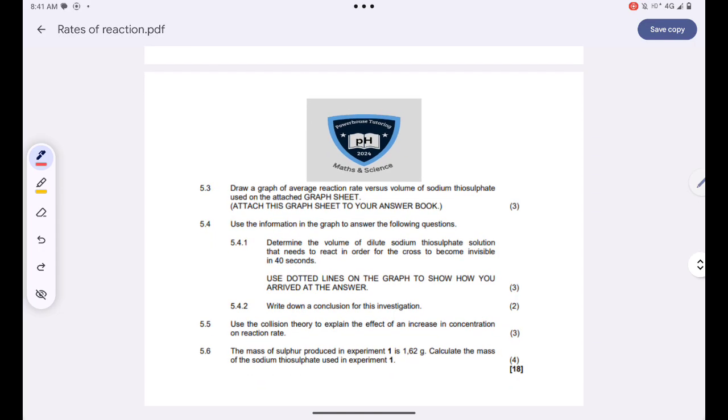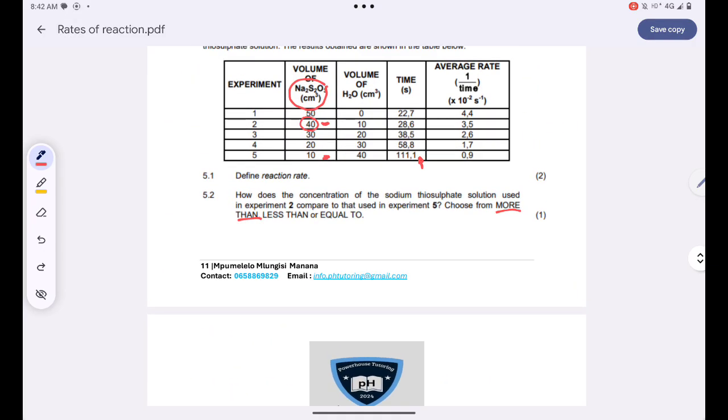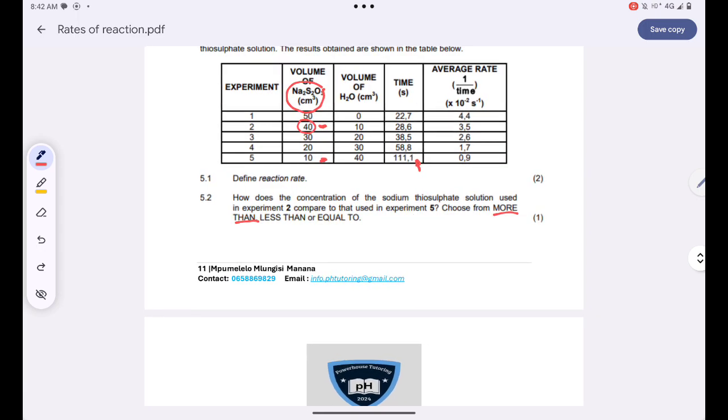Now they want us to use the information in the graph to answer the following. Determine the volume of the dilute sodium thiosulfate solution that needs to react in order for the cross to become invisible in 40 seconds. 40 seconds. What is 1/40? That's 0.25.